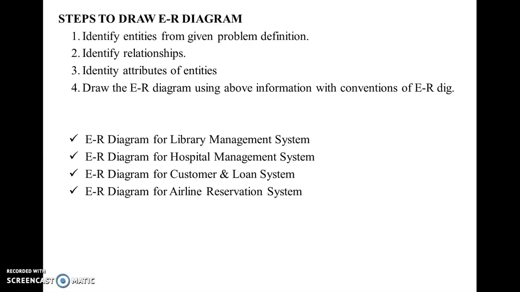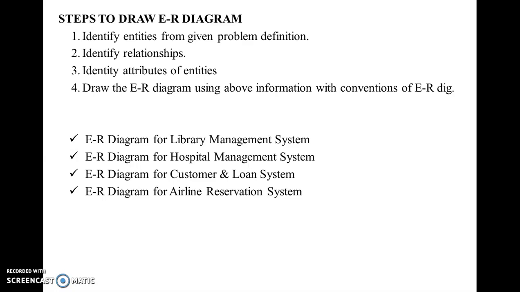These are the steps. Kindly follow those steps in order to draw a diagram. First step is to identify the entities from a given problem definition. That means you need to highlight the possible entities which we are going to draw. Then identify their relationships. Yes, that is important in order to connect different entities with another entity.